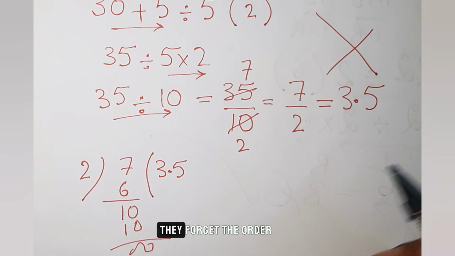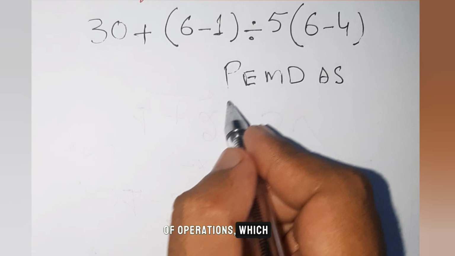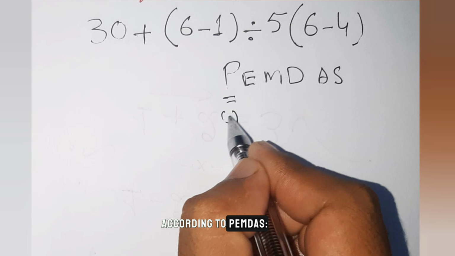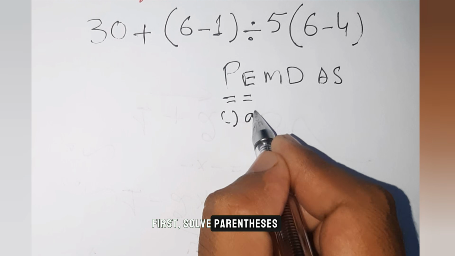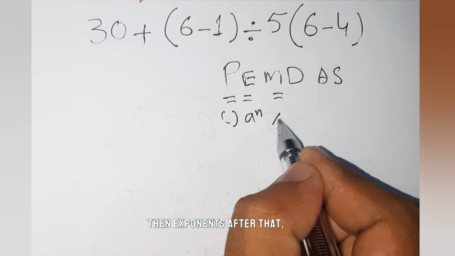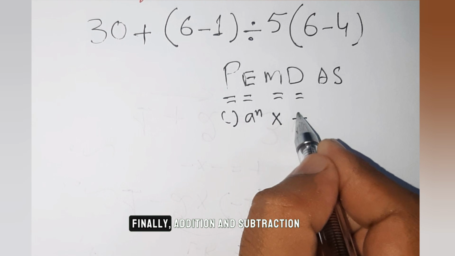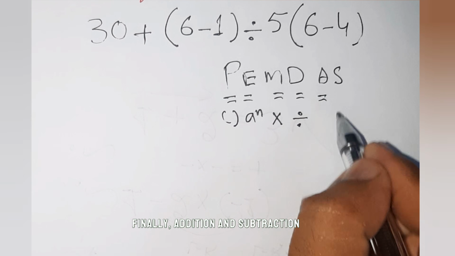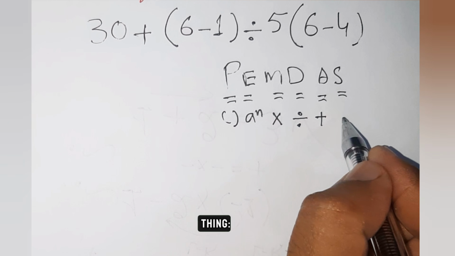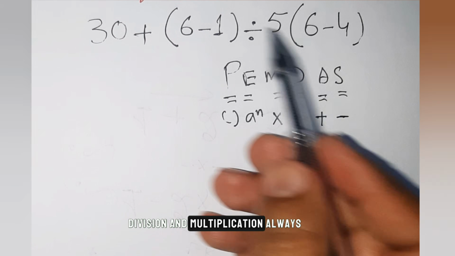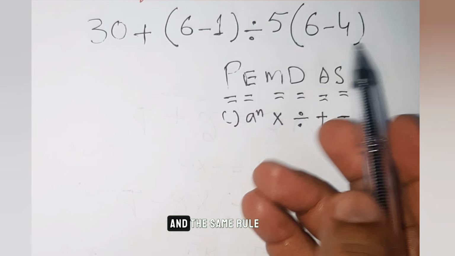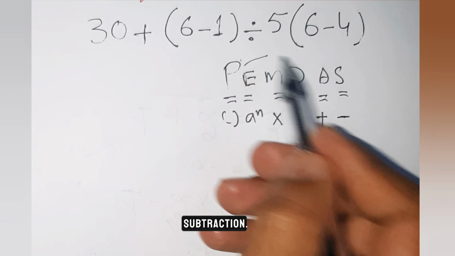The reason is that they forget the order of operations, which we call PEMDAS. According to PEMDAS, first, solve parentheses, then exponents, after that, division and multiplication, and finally, addition and subtraction. But remember one important thing. Division and multiplication always work from left to right, and the same rule applies to addition and subtraction.